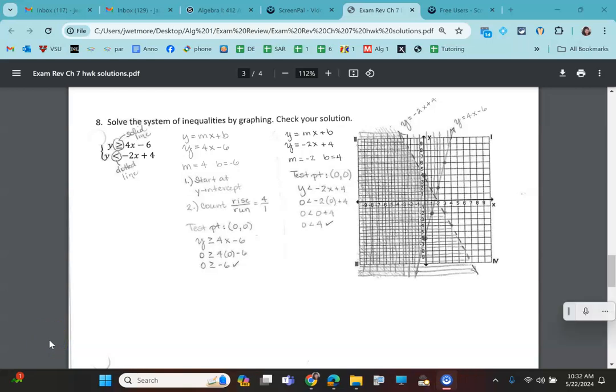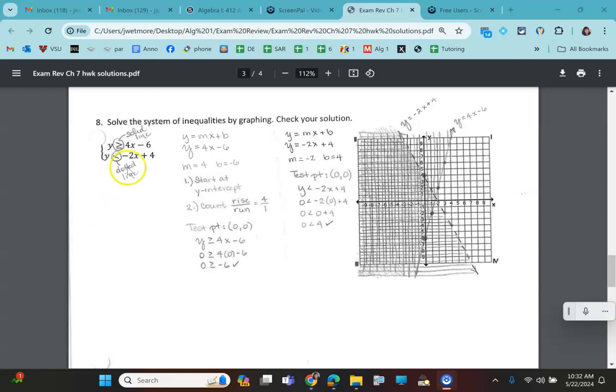All right, so for our exam review on Chapter 7, I included one problem from our systems of inequalities that we had talked about in Chapter 6. Just because while we're talking about systems, we can talk about equalities and inequalities, and it just gives us a little bit of extra review.